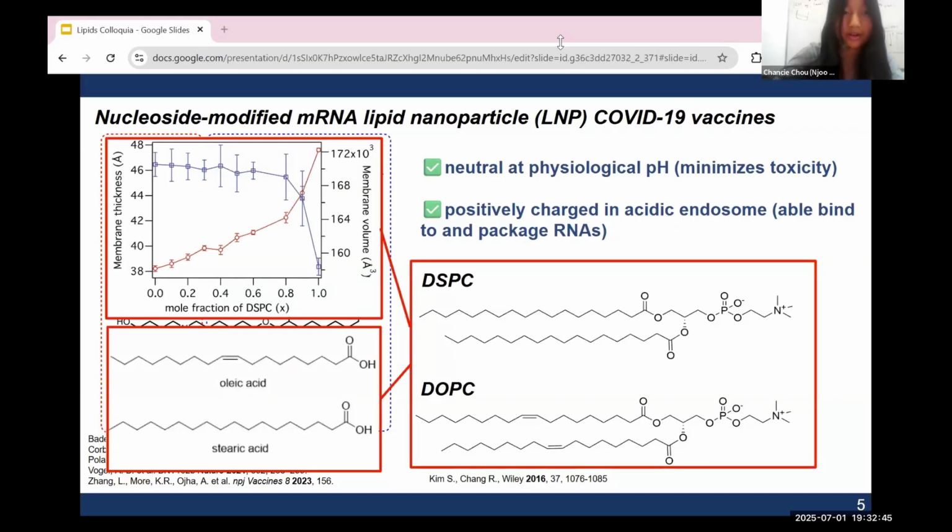So if you take a look at this chart in the upper left corner, in their study, they realized that if they were to increase the amount of DSPC lipids compared to DOPC lipids, they were able to change the gel-like phase into a completely liquid crystalline phase. In addition, membrane thickness also increased as they added more DSPC. So we decided to take inspiration from these compounds and use these oleic acid and stearic acid structures as part of our tripod lipids.